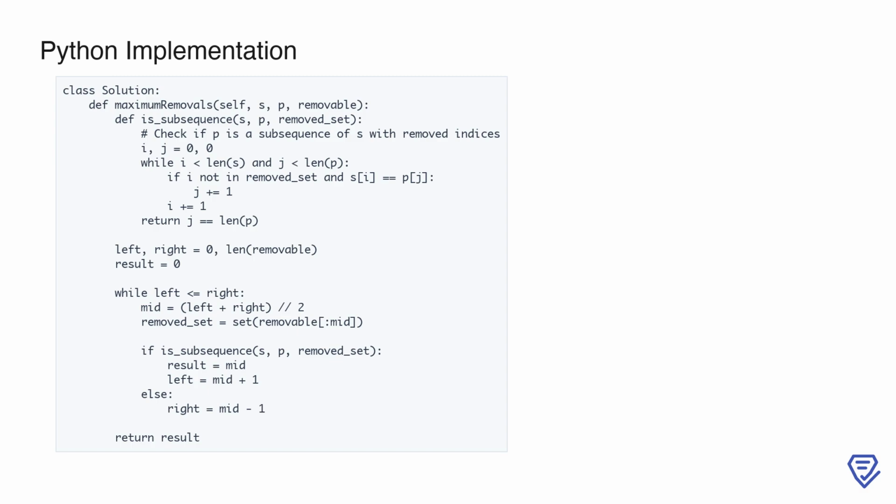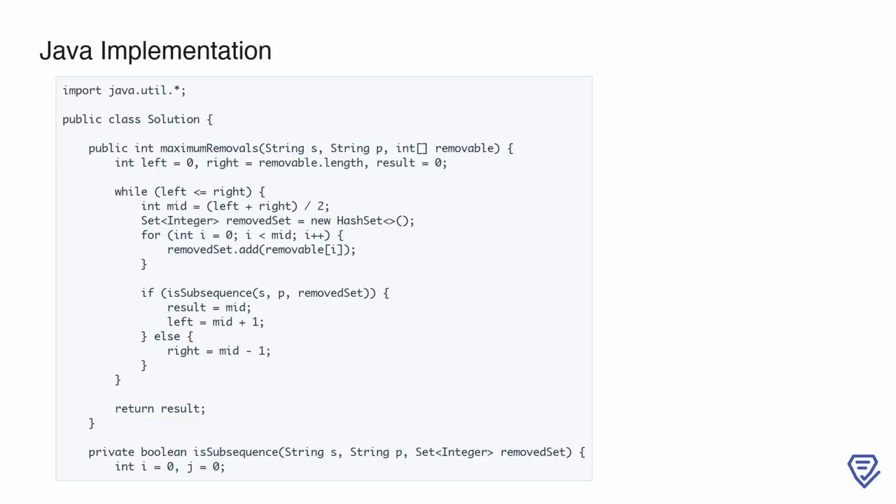Here, we begin by defining the maximumRemovals method, which takes three inputs: the string S, the string P, and an array removable. The goal is to determine the maximum number of removable characters from S such that P remains a subsequence of S. We initialize two pointers, left and right, to perform a binary search over the number of removable characters, starting with the range from 0 to the length of the removable array. The variable result will hold our final answer.